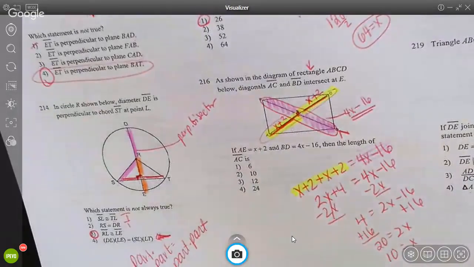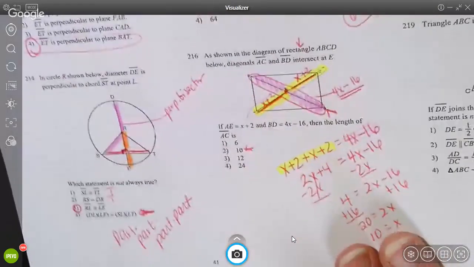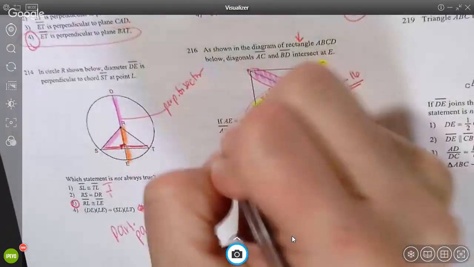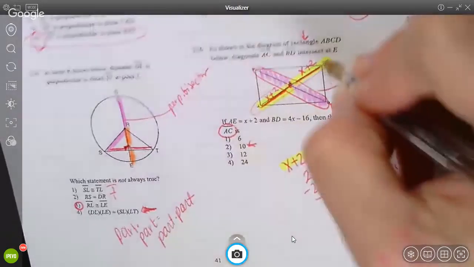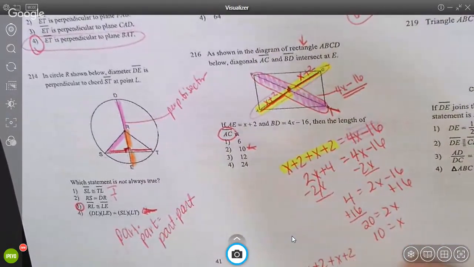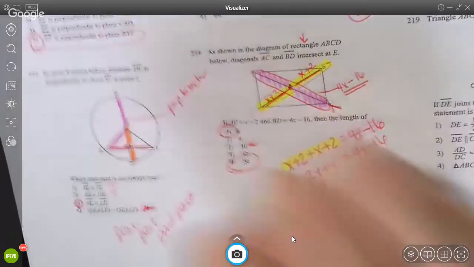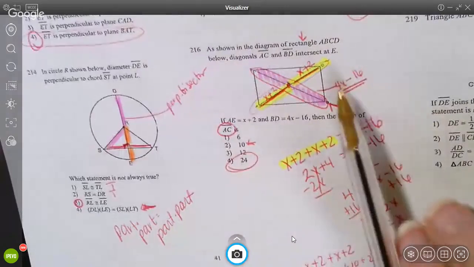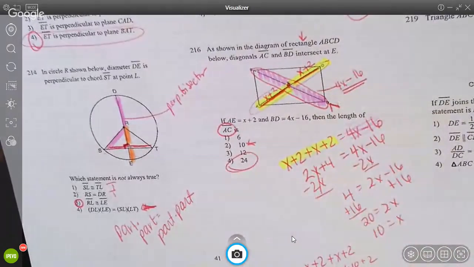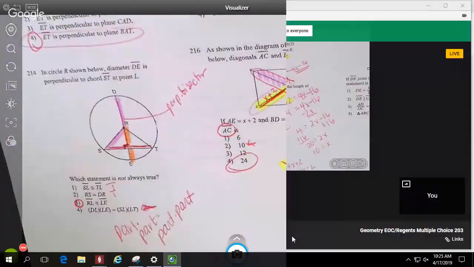But it doesn't have that. It has 10 here. So sometimes we'll just pick it. Oh, it's 10. But it wants to know the length of AC. AC is in yellow, so we have to do x plus 2 plus x plus 2, 10 plus 2 plus 10 plus 2, so we get 24. You also could have put 10 here. You could have done 4 times 10 is 40 minus 16 and gotten 24 that way.